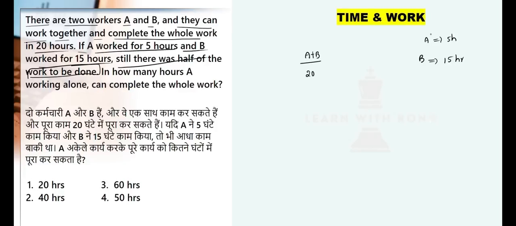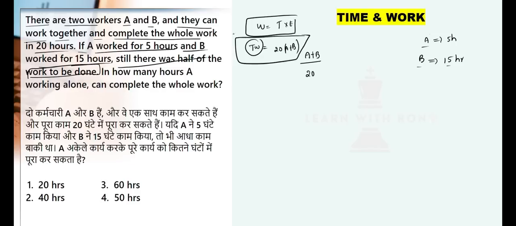Means after A working for 5 hours and B for 15 hours, still half of the work is left. We know that work equals time multiplied by efficiency, right? What is the total work here? Total work is time 20 hours, efficiency is A plus B. Let us suppose A's efficiency is A and B's efficiency is B. So this is the total work.